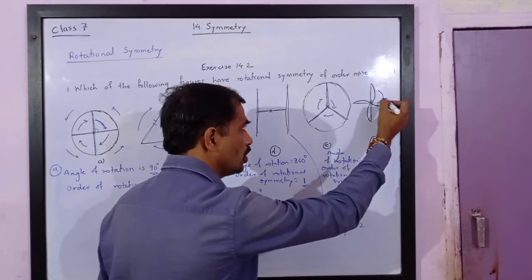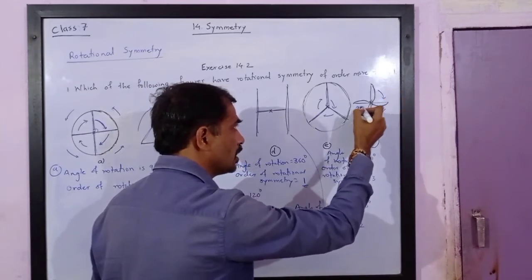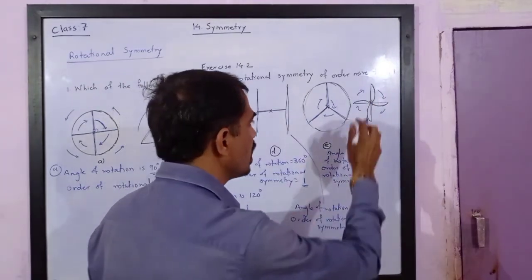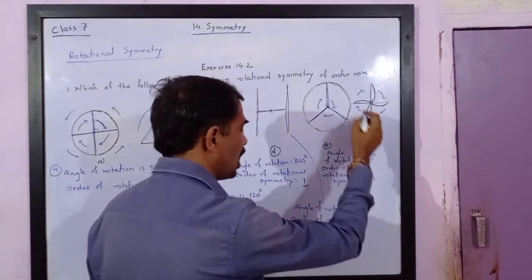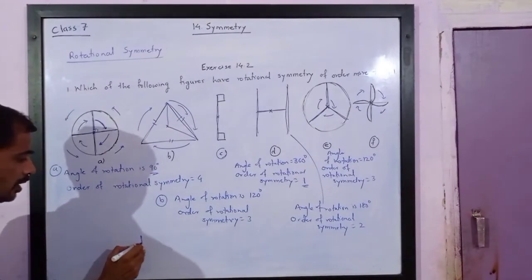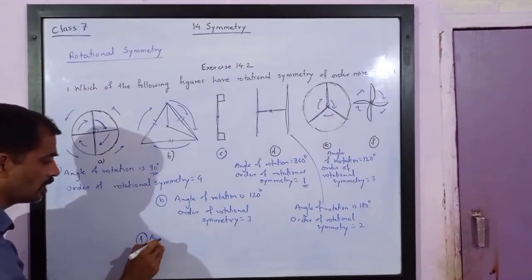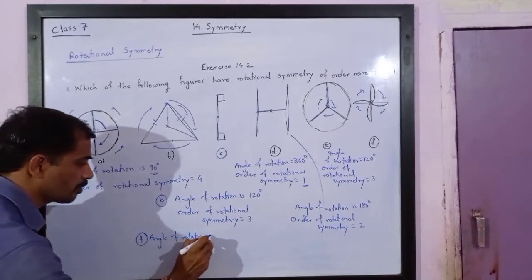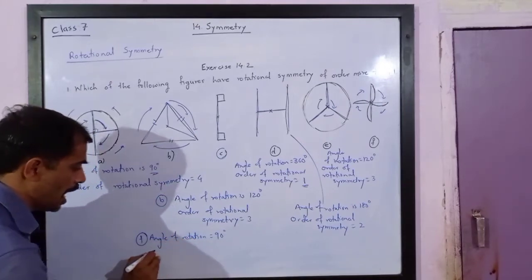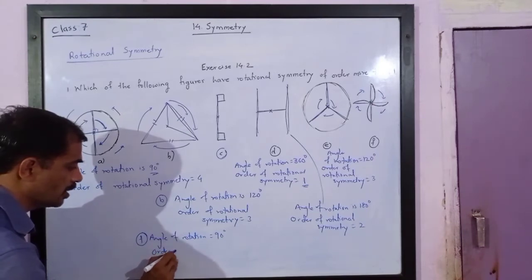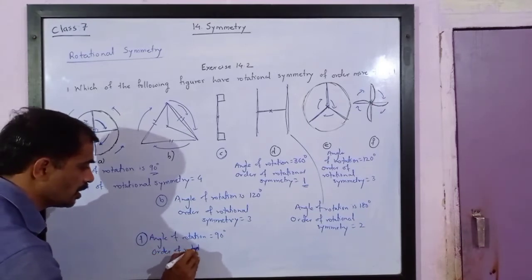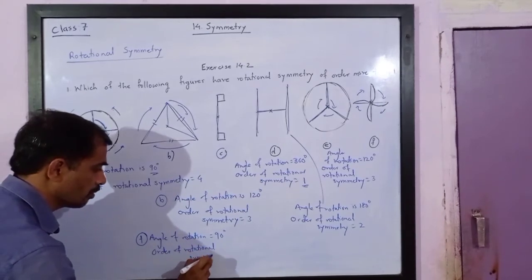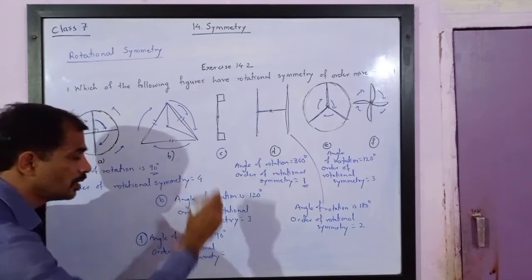Please note, if you rotate by 90 degrees in the clockwise direction, we will get the same figure. So here the angle of rotation is, I am writing for F this side. For F figure, the angle of rotation is 90 degrees, and the order of rotational symmetry is 4.